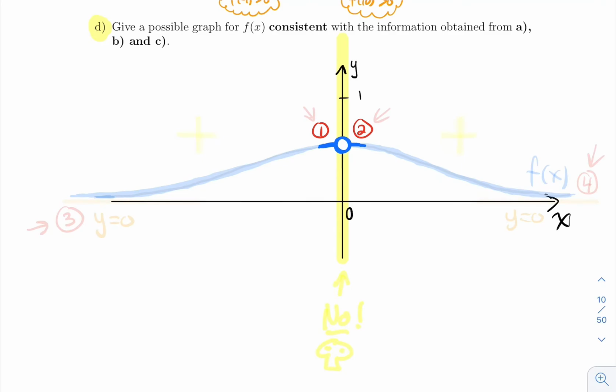Then from the third and the fourth limit, we know that we actually have horizontal asymptotes. So if we have horizontal asymptotes, let's draw them. So we know we have one at y equals 0 going to minus infinity. So I'm just going to draw it. So that's y equals 0. That's the reason why we have a horizontal asymptote there. It's because of the third limit.